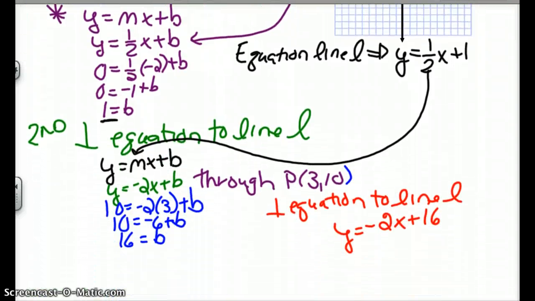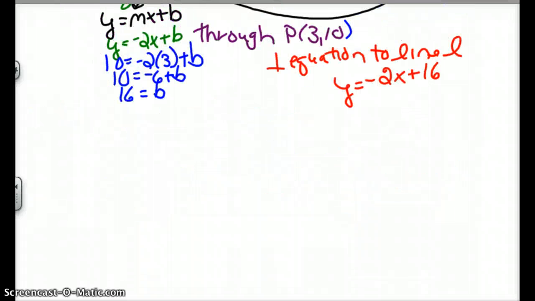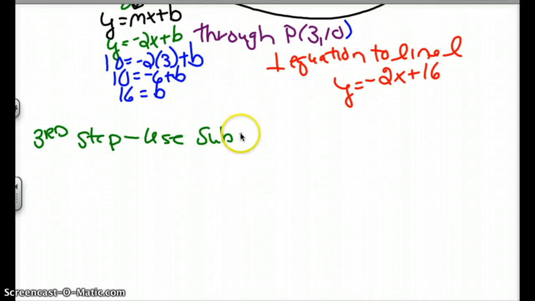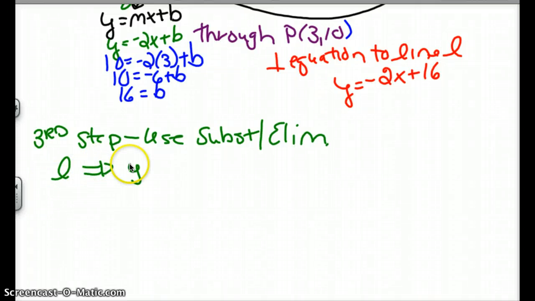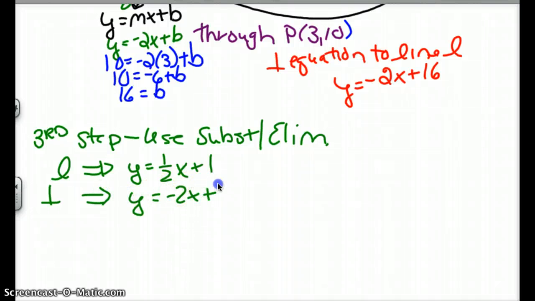I'm going to move down here, guys. All right, so I'm on my third step now. My third step is to use substitution or elimination. L was y equals a half of x plus 1, and the perpendicular was y equals negative 2x plus 16. Because they're both equal to y here, I'm going to set them equal to each other.